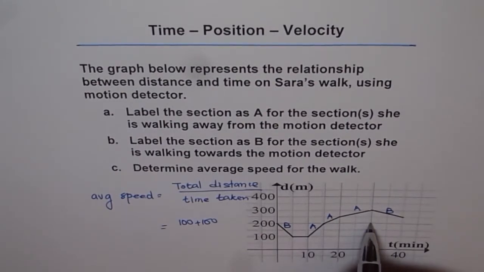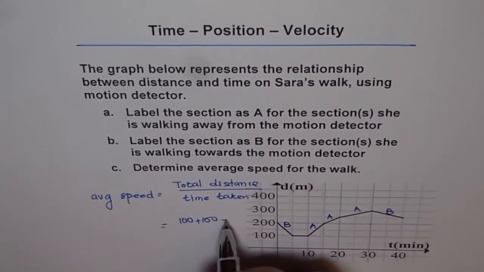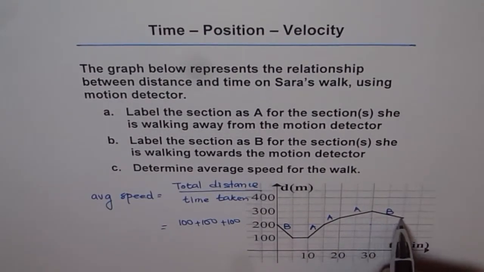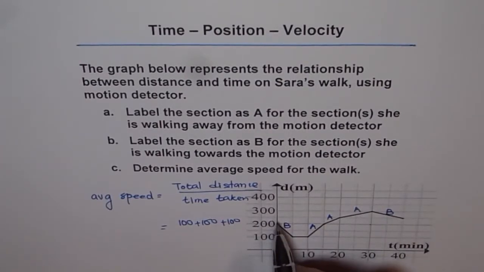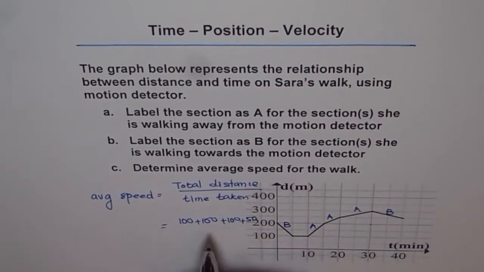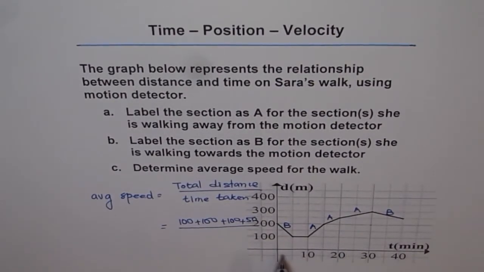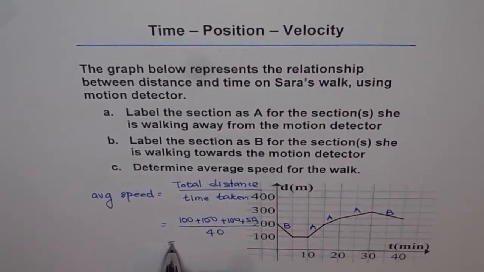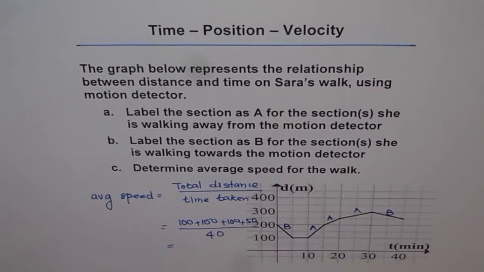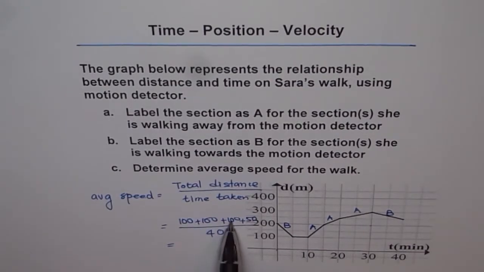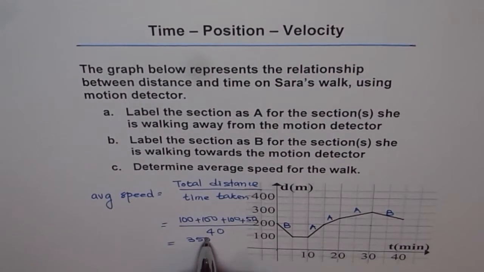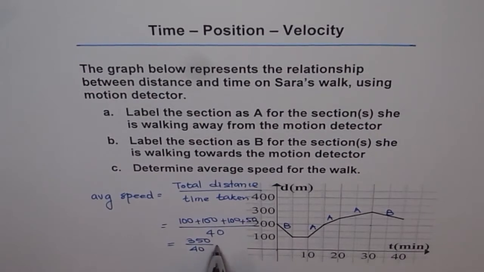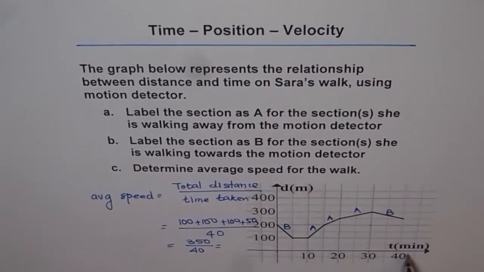Then from here to here, she moves another 100 away, okay, so plus 100. And then from here to here, she walks towards the motion detector another 50 meters, right? So 50. So that is the total distance covered, correct? And the time taken is from 0 to 40, so we'll divide this by 40. That is how we are going to find average speed. So we got 100, 200, 300, 350, divided by 40, and the units are meters per minute, right?